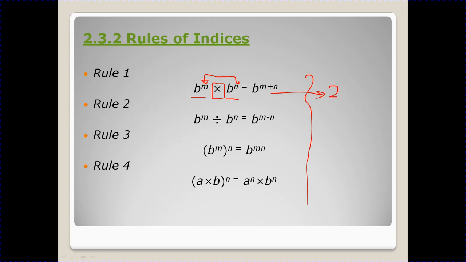Suppose that I have 2 to the power 4 multiplied by 2 to the power 6. Then, based on this rule, this is 2 to the power 10. Why? Because 4 plus 6 is 10.